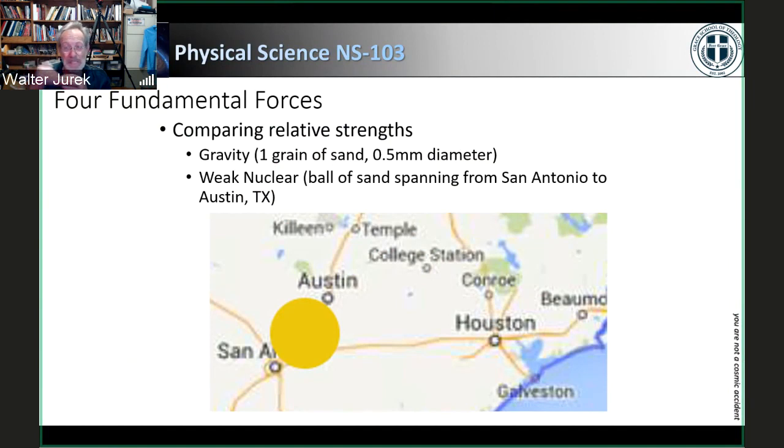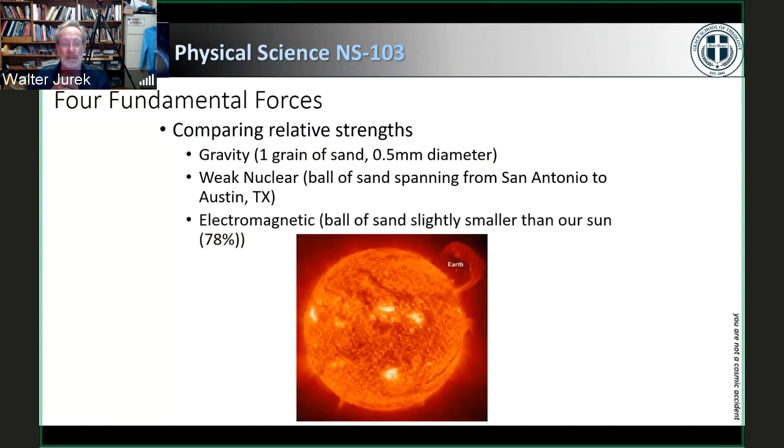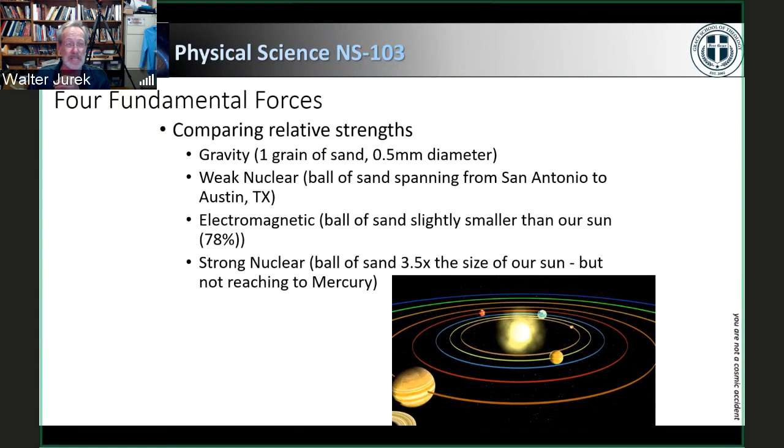The next strongest force is the electromagnetic force. Guess what? It's a ball of sand almost as big as the sun. Almost. So gravity is a single grain of sand. The weak nuclear is a ball of sand that reaches from San Antonio to Austin, Texas. The electromagnetic force is a ball of sand almost as big as the sun, and the strong nuclear force would be represented by a ball of sand 3.5 times the size of the sun. Hopefully that gives you a better feel for how big the range of the strength of these forces is.